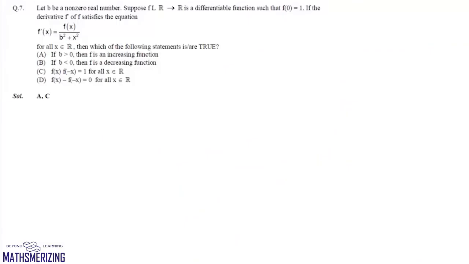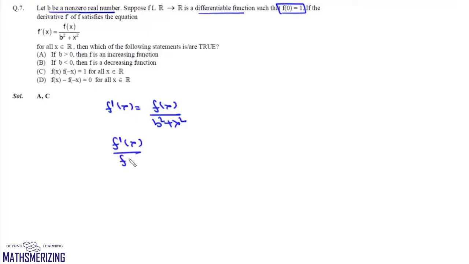Now here the question is, let b be a non-zero real number and let f be a differentiable function such that f(0) is 1 and derivative of f(x) is equal to f(x) upon b square plus x square. Then which of the following statements is or are true? Now we can write f dash x upon f x is equal to 1 upon b square plus x square.